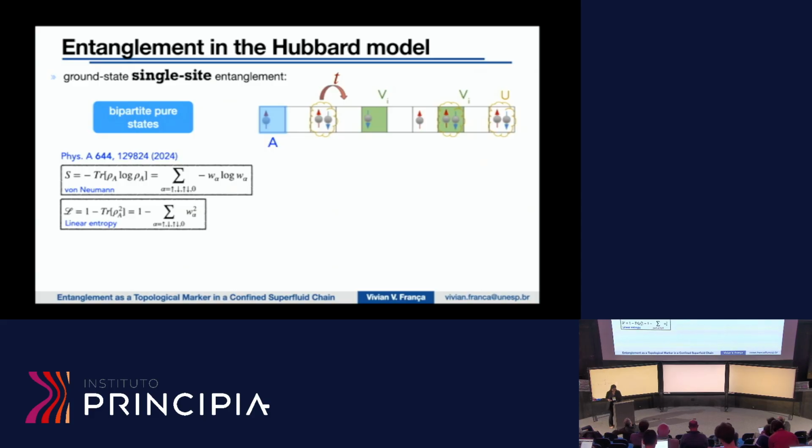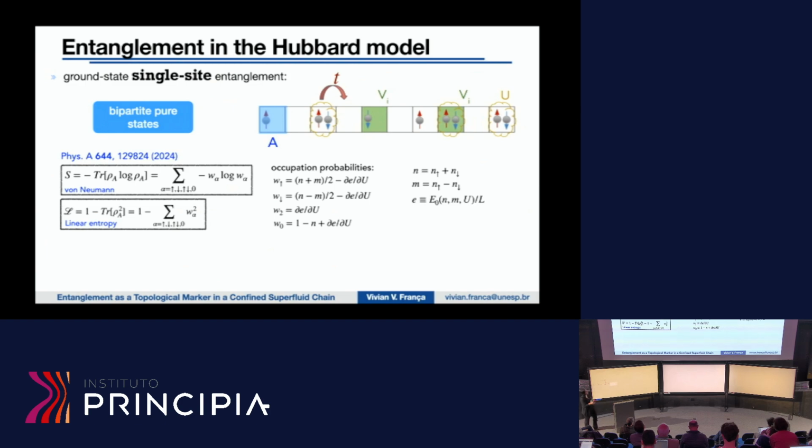And what is this measure after all, right? If we Schmidt decompose the reduced density matrix, we end up with this expression where these W's are simply the occupation probabilities of that given site. So I've chosen this one in this illustration. That means I will have to calculate the probability of finding the site with a single occupation, either with a spin up or a spin down, doubly occupied, or simply an empty site, right? So these four probabilities can be written in terms of the filling factor, the magnetization, which is just the imbalance between spin up and spin down, and the derivative of the ground state energy with respect to the interaction.